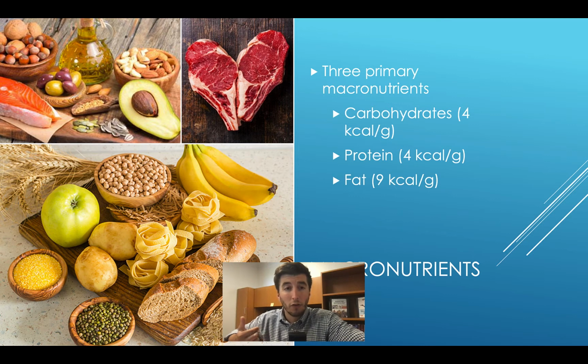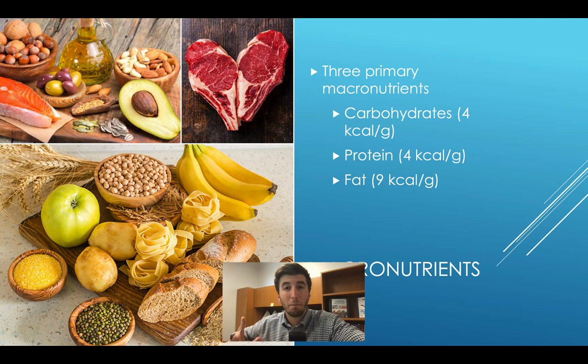Before we can go too far, we have to talk about the three primary macronutrients. First off, we have carbohydrates. Those are 4 calories per gram. Carbohydrates are essentially just a glorified sugar molecule. They're all chains, all based off of the chemical structure of C6H12O6, which is glucose. Next you have proteins. Again, those are 4 calories per gram. They're comprised of amino acids. And then you have fats. Fat is about 9 calories per gram.